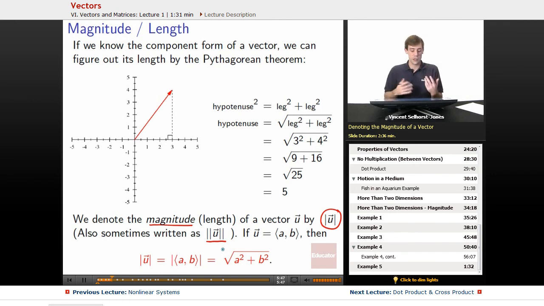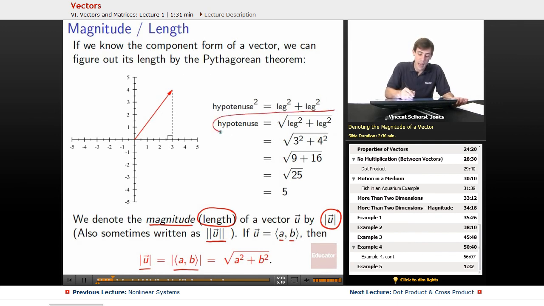In either case, whether it's single bars or double bars, what we're talking about is how long that vector is if we measured from the origin out to its tip. So if U is equal to ⟨a, b⟩, then the length of U, bars on either side of U, which would also be bars on either side of ⟨a, b⟩ because that's just a vector as well, will give us the square root of a squared plus b squared, based on the exact same reasoning that the length of our hypotenuse is equal to the square root of each leg squared and added together. In this case, a and b are just the legs of our vector.